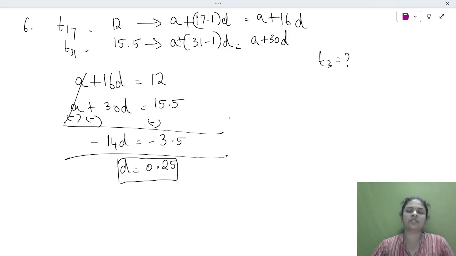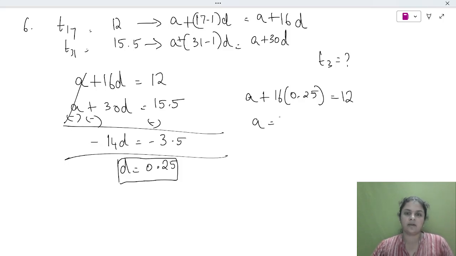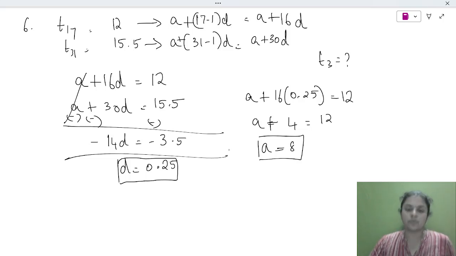And substitute: A plus 16 into 0.25 is equal to 12. So A plus 4 is equal to 12. A is equal to 12 minus 4, which is 8. Now we have found the value of A and D, because the two given values were terms where A and D were not available.